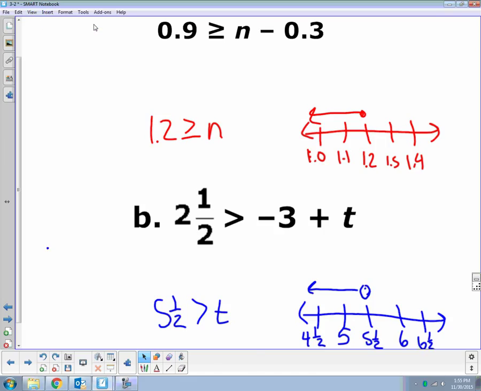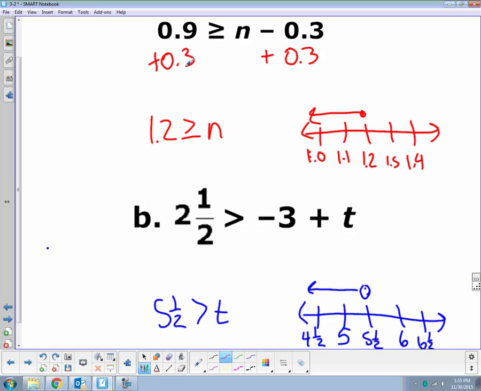If you're watching this video, you weren't sure either how we got the solution or how we got the graph to work the way we did. For the first one, if it's n minus 0.3, we can do that inverse operation. The opposite of minus is plus. So we add 0.3 to both sides. We get that 1.2 is greater than or equal to n.